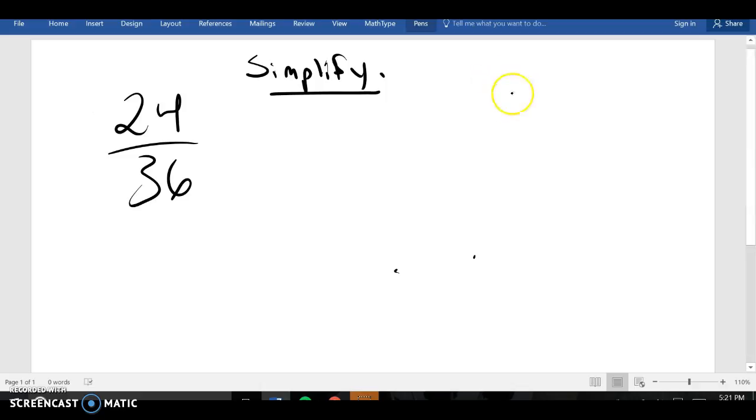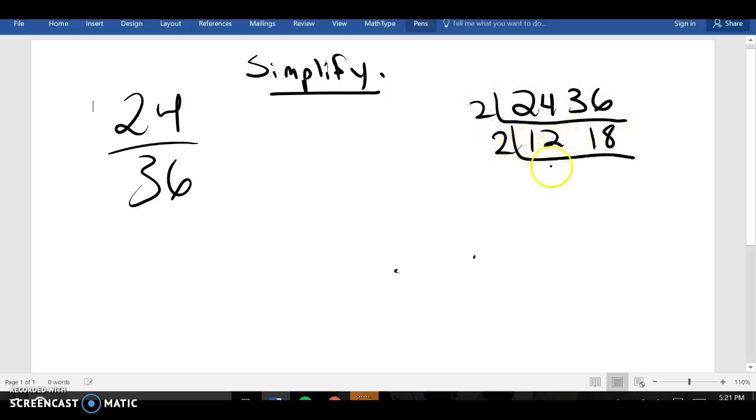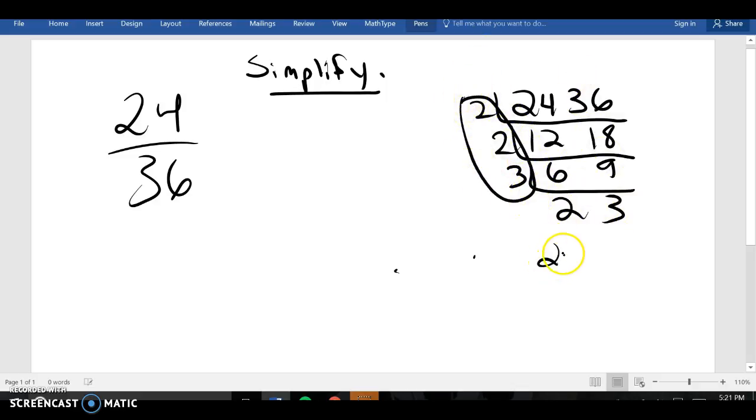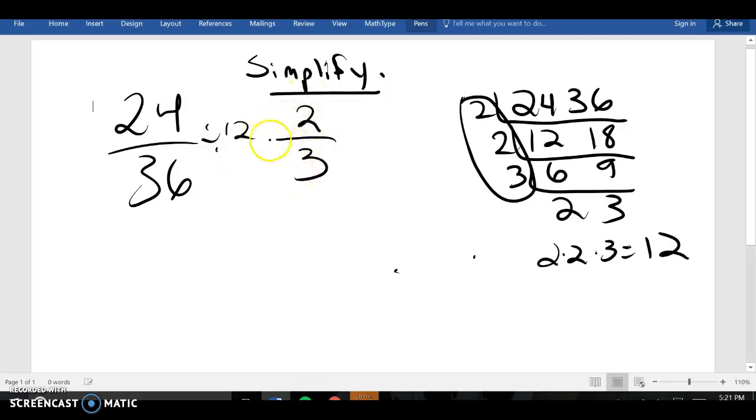So we've got 24 and 36. I'm going to do my ladder because I really like the ladder. I've got 2, that makes this 12 and 18. Divide that by 2, we get 6 and 9. Divide that by 3, because that's the common factor they have. We get 2 and 3, those are 2 prime numbers. So I'm going to multiply these together, and this is going to be my GCF, which is 12. So I know I can divide both of these by 12. I get 2 on the top and 3 on the bottom, 2/3. That's as simple as I'm going to get.